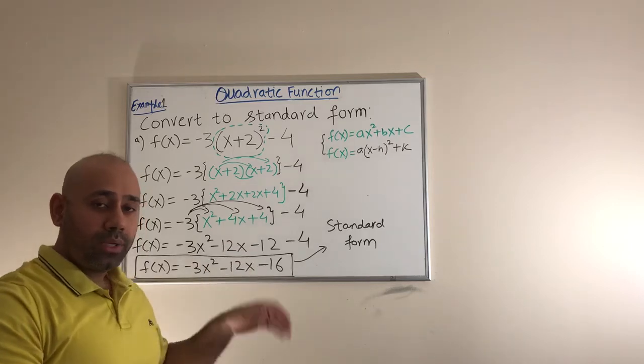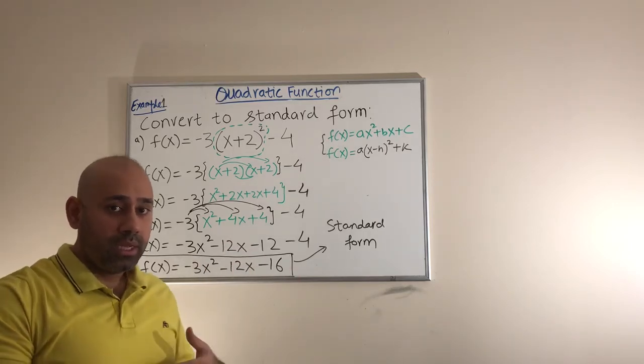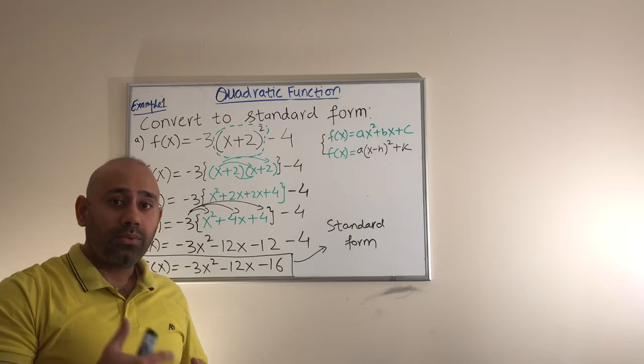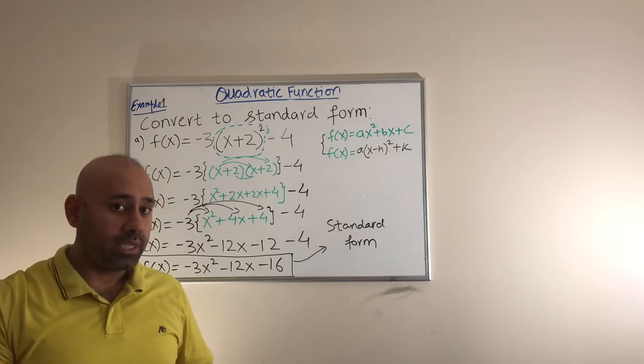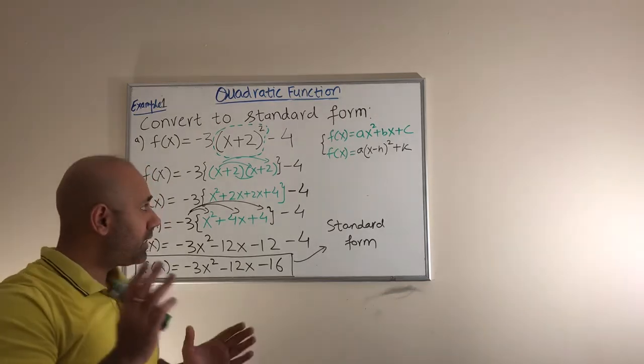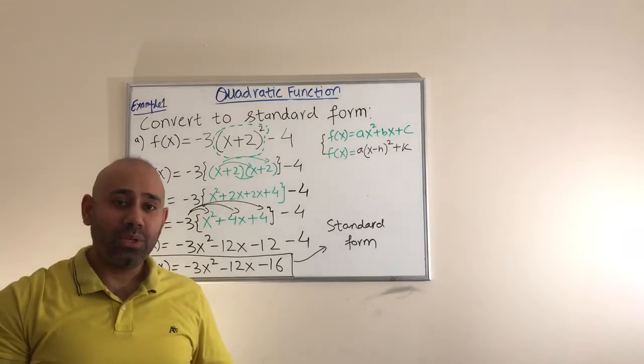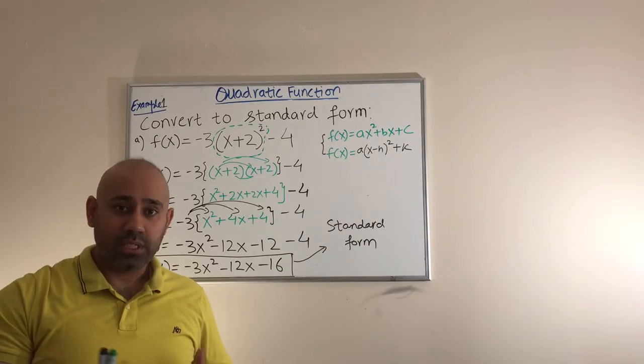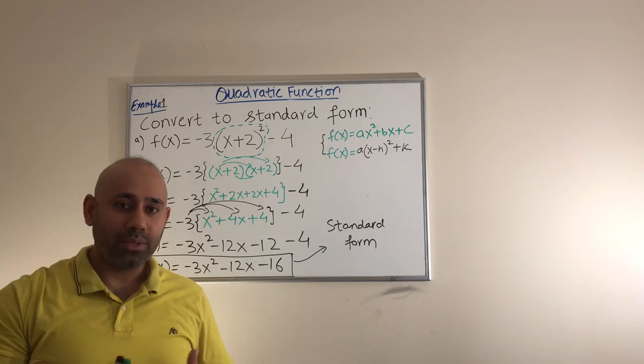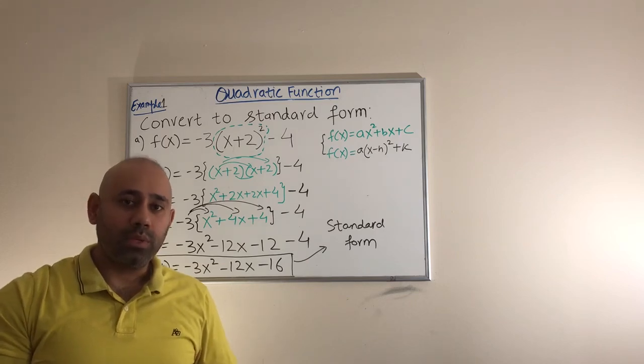Starting from vertex form, we go to where we convert it to standard form. In the previous video, we learned how to go from standard form to vertex form. Okay, so I will stop here for this video, and in the next video we want to talk about this vertex form and how to identify all the important pieces associated with the vertex form.